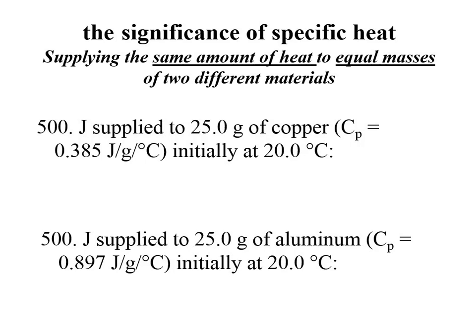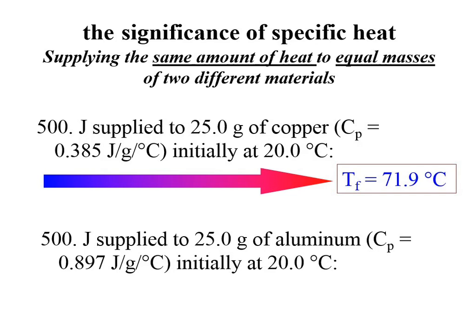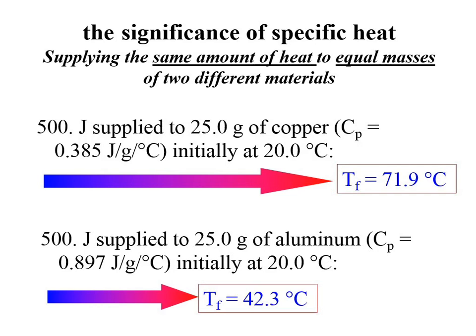Does it make sense that the one with the lower specific heat, less stubborn to heat up, is going to have a higher final temperature? That's just eyeballing it, and we're going to show you where you can come up with those numbers on your own. They both start at 20 degrees Celsius. The one with the lower specific heat, same energy, same mass, went to a higher final temperature.